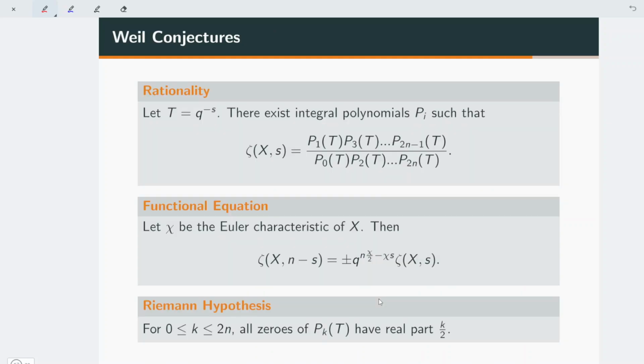So here are the conjectures, which are still usually called conjectures, but they've been proved. So there's the rationality conjecture, which says that the zeta function of such a variety is a ratio of polynomials, each of these polynomials having integer coefficients.